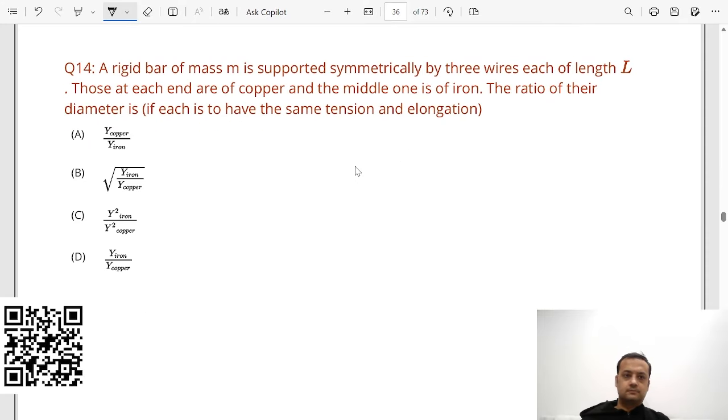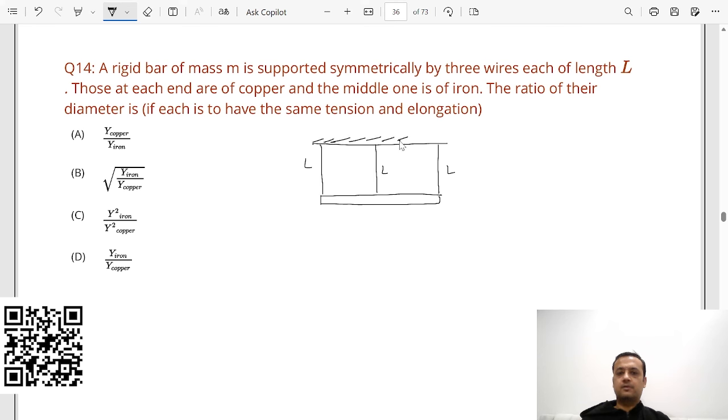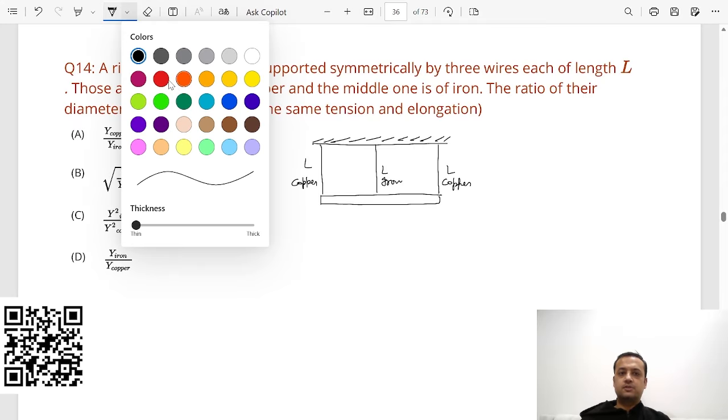Let us see this question. Here there is a bar which has been supported by three wires. One is this wire of length L, the other is this wire which is also of length L, and the third wire is also of length L, and all the wires are hung from the ceiling. Now what do we want? The end wires are copper, so this is a copper wire and this is also a copper wire, and this is the iron wire. Now what should be the ratio of the diameters?